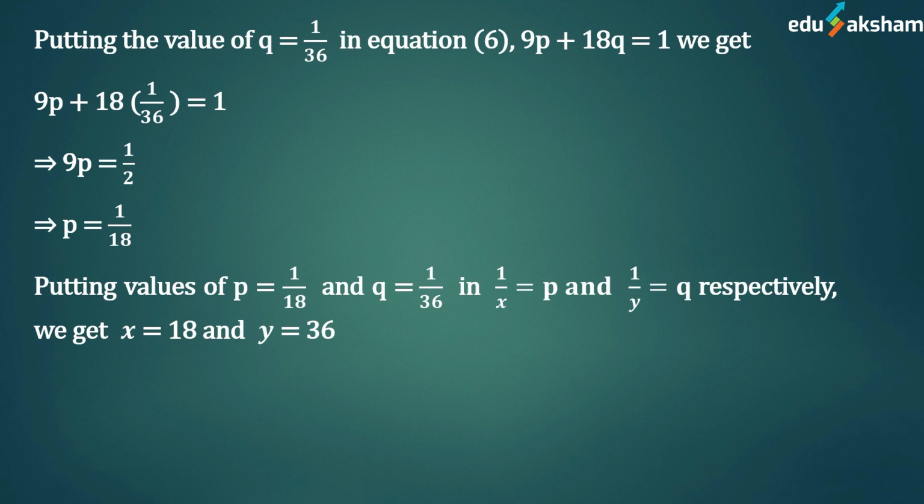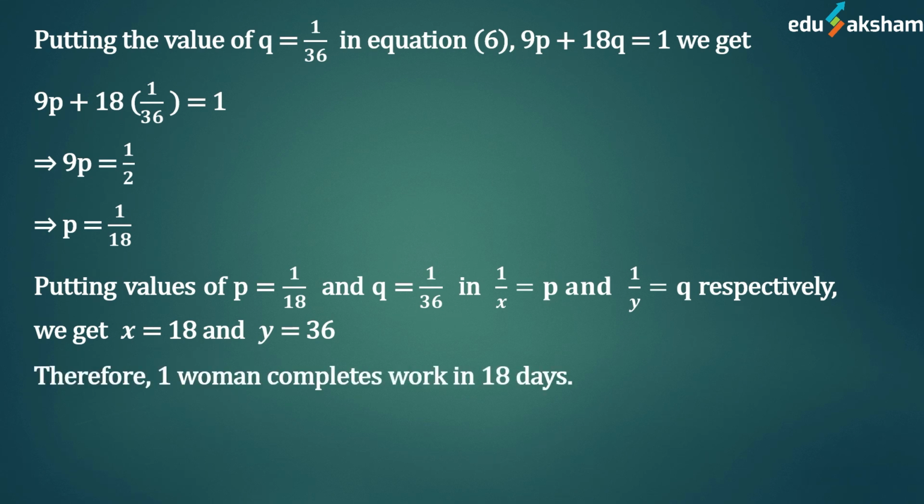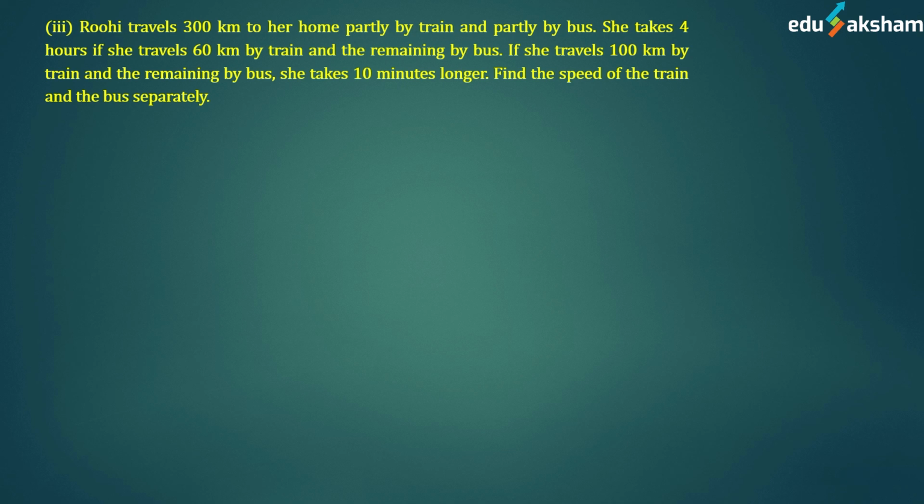अब p and q के इन वैल्यूज को अगर हम 1 by x equal to p and 1 by y equal to q में सब्स्टिट्यूट कर दें तो हमें x की वैल्यू 18 मिल जाएगी and y की वैल्यू 36 मिल जाएगी. इसका मतलब ये हुआ कि one woman completes the work in 18 days and one man completes the work in 36 days. Now we will move on to the next question, which says Ruhi travels 300 kilometers to her home, partly by train and partly by bus.